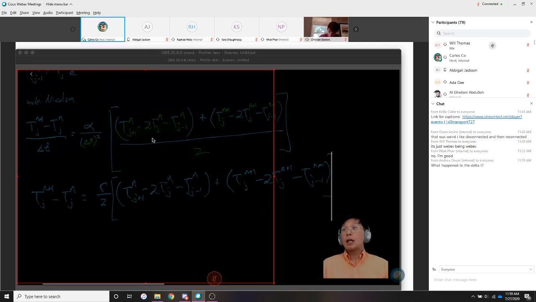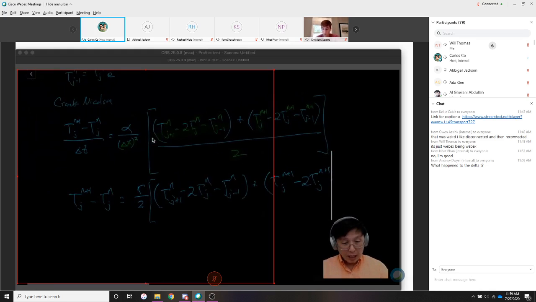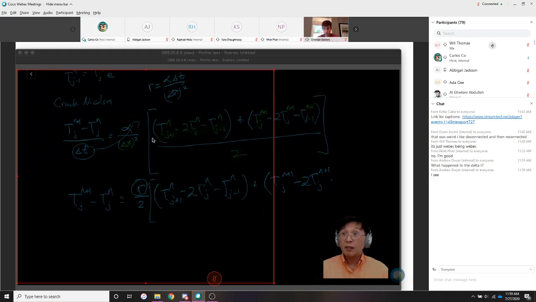But you notice at this juncture, what happened to the delta t? Well, that's how our r is defined. Remember, r is equal to alpha delta t over delta x squared. So that this is r. The delta t goes there, and then that's r divided by 2.